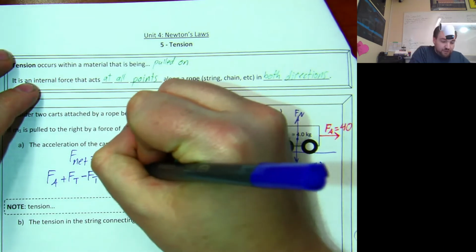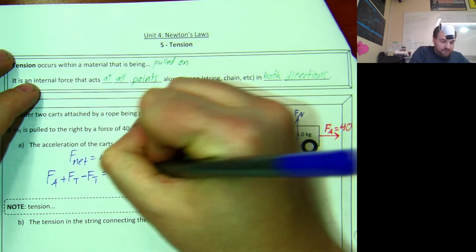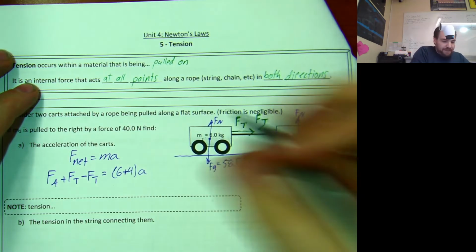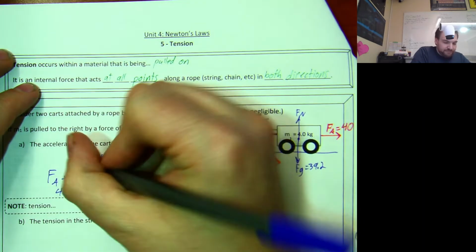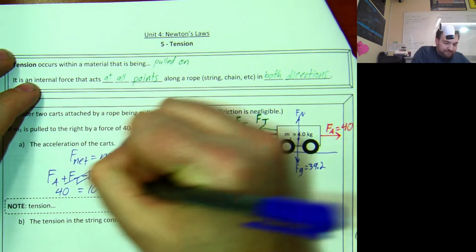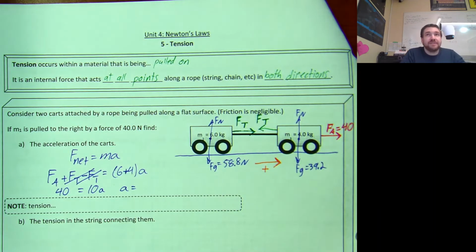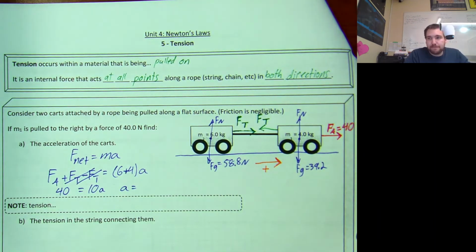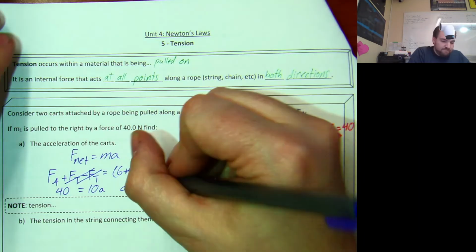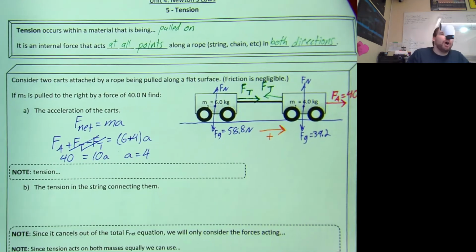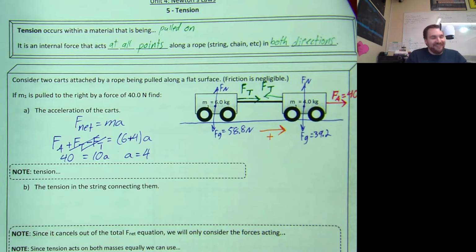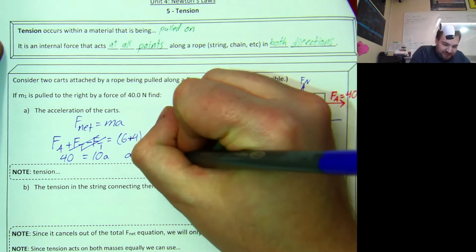6 plus 4, because the whole thing is accelerating, times A. Well, FA was 40. These two cancel. It is going to equal 10A. So then what's the acceleration of my object? No, I mean, per second. There you go. Meters per second squared.